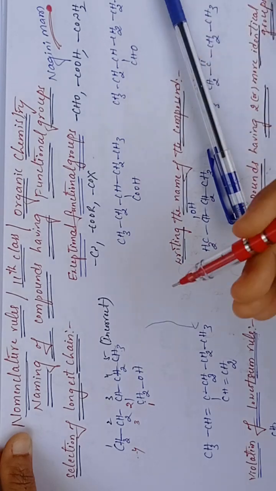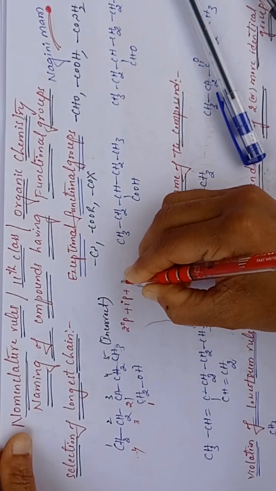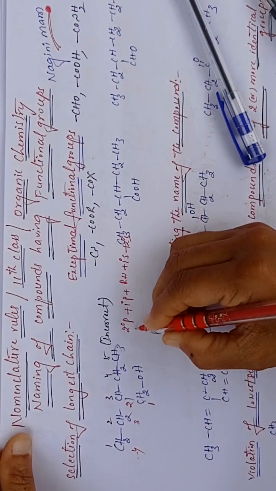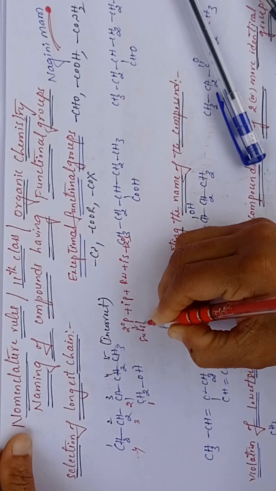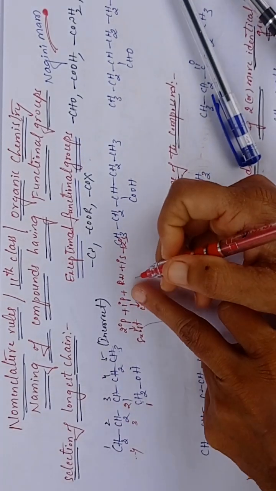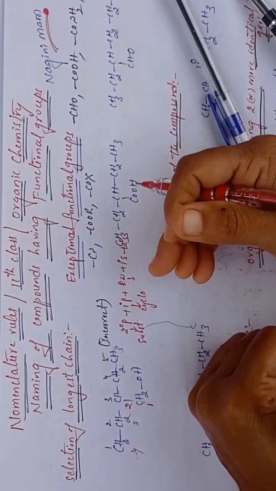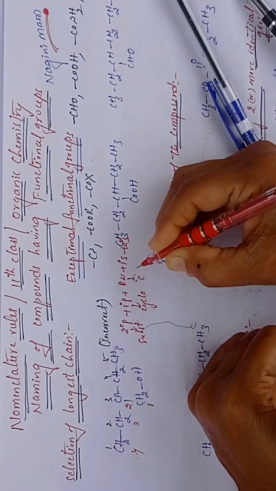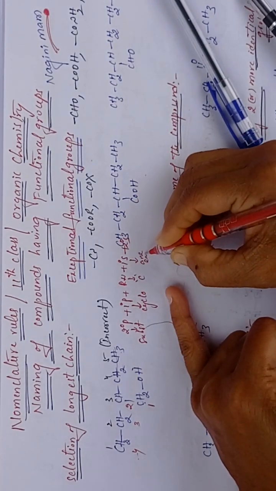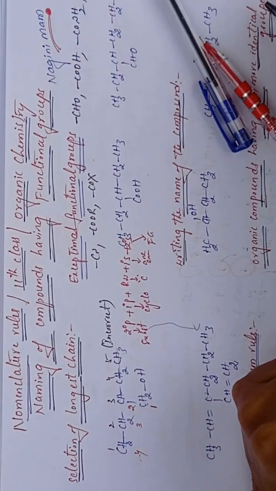What is the formula, students? Secondary prefix, primary prefix, root word, primary suffix, secondary suffix. Clear? The secondary prefix indicates what? Substituents, right? The primary prefix indicates cyclo. It is meant for closed structures. And the root word means the number of carbon atoms. The primary suffix indicates ane, ene, yne, etc. And the secondary suffix indicates the functional groups. Clear? Now, according to this order, write the name.